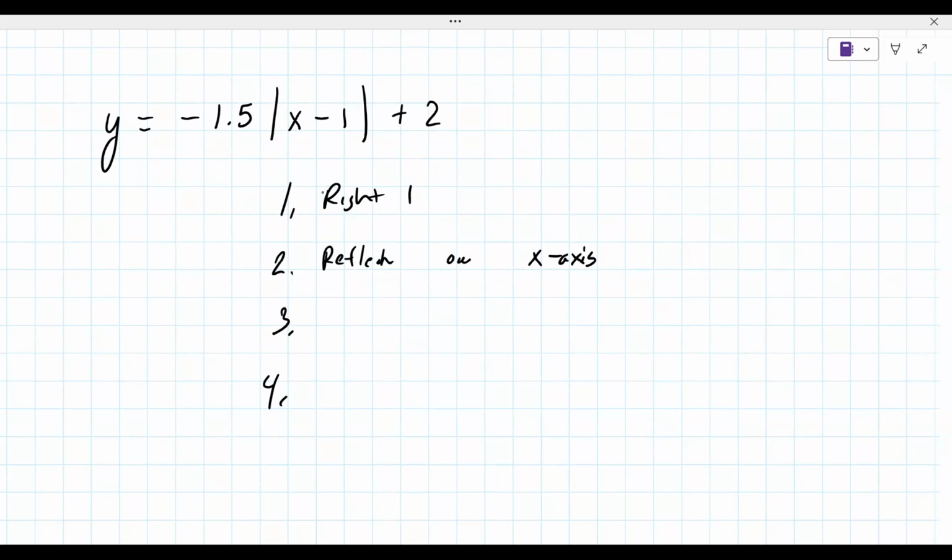Then a vertical compression, or just compression. It's a stretch because it's greater than 1. Because this number is greater than 1, it's a vertical stretch. But is it negative though? So the negative is not part of it. The negative is kind of off to the side.